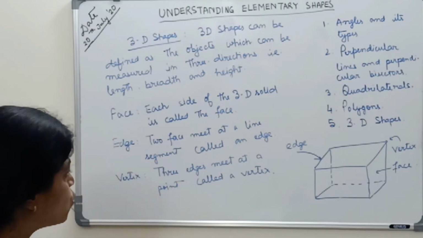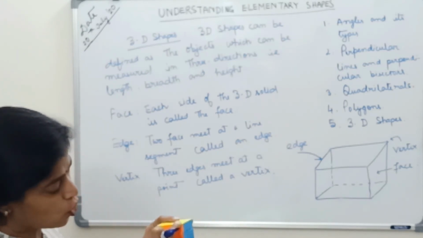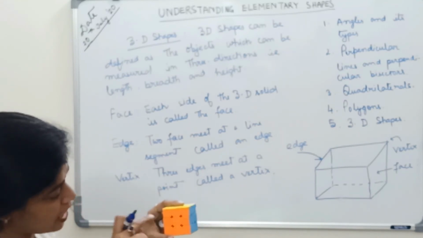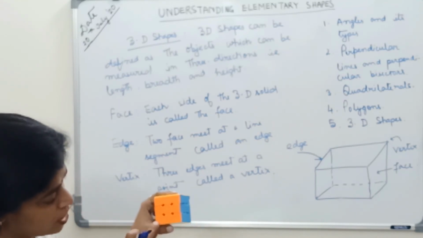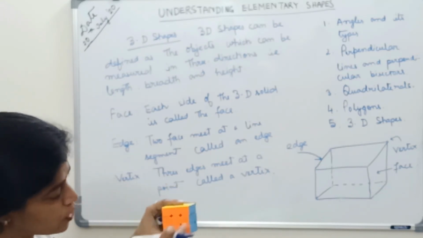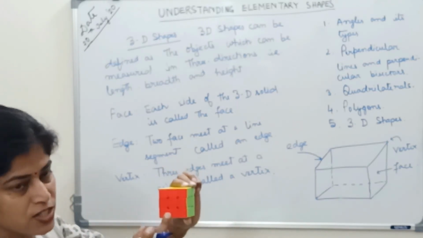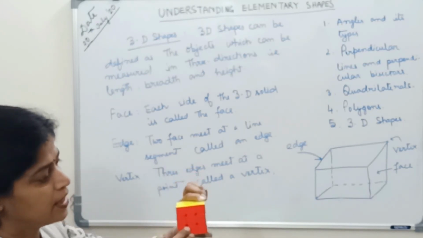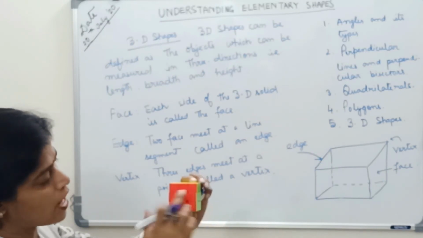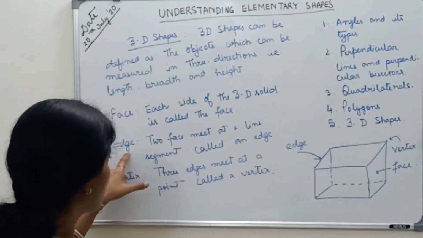Now what is an edge? Two faces meet at a line. One face and a second face meeting at a line is called an edge. This face and this face meeting is called an edge. This and this meeting is this edge. So how many edges are there? 1, 2, 3, 4. Similarly 5, 6, 7 and 8, just the opposite side, back side. Then 9, 10, 11 and 12. So 12 edges are there.